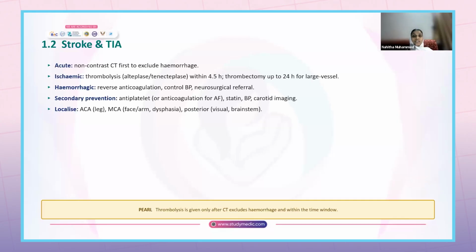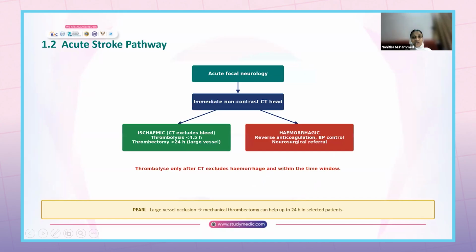And localization, as we all know: anterior cerebral artery covers the leg part, middle cerebral artery covers the face, arm, and dysphasia part, and posterior cerebral artery covers our visual cortex part and brainstem. This is the acute stroke pathway. The first immediate investigation is non-contrast CT head, and the two main types of stroke are ischemic and hemorrhagic. Ischemic, less than 4.5 hours, is thrombolysis, and hemorrhagic is reverse anticoagulation. And if it is large vessel, we can consider mechanical thrombectomy.